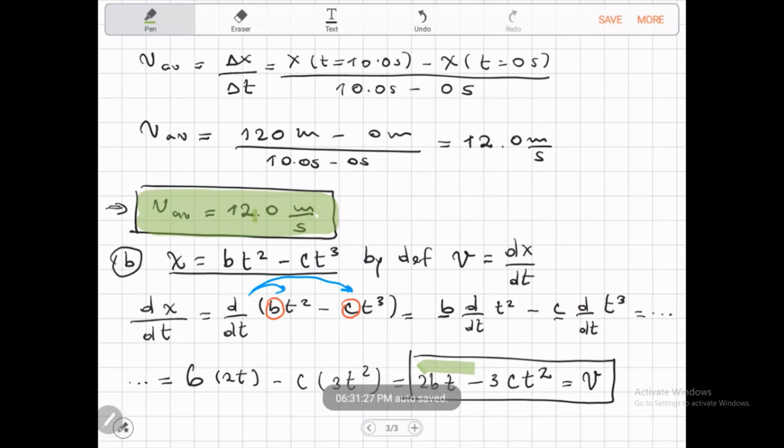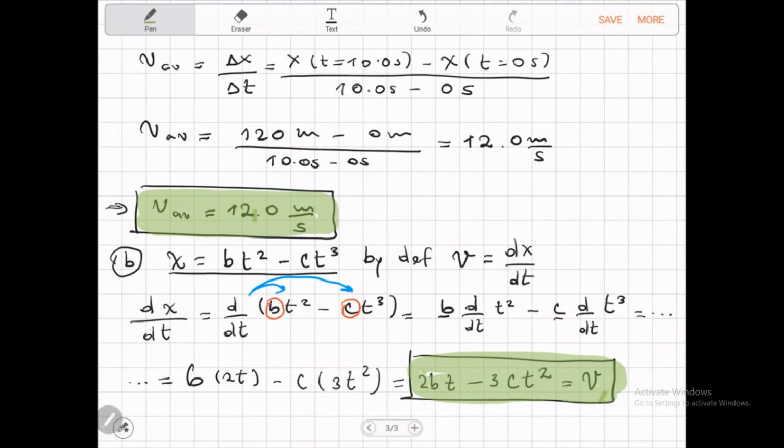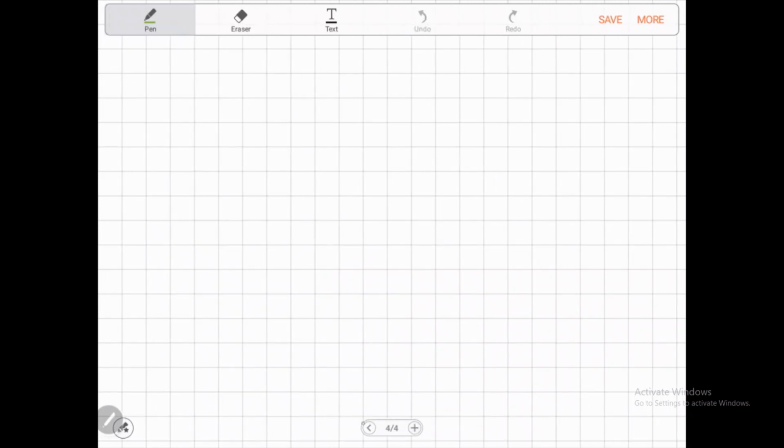I'm gonna highlight this, and this is the velocity as a function of the time. Alright. With this calculation done, the next step is to calculate the instantaneous velocity at the time that we are being asked. For example, t equal 0, t equal 5, and t equal 10. Let's go and do that.